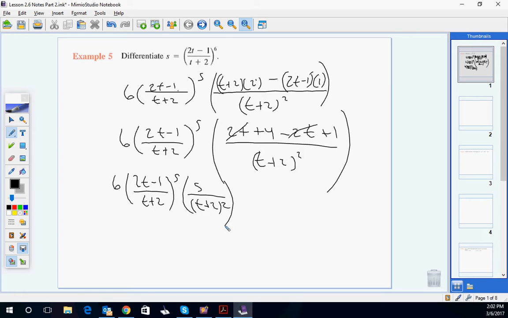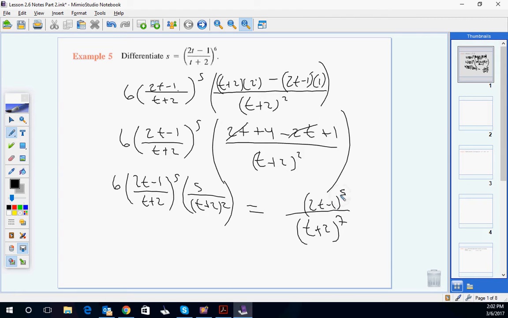So you're here. And how can this simplify? What can I do here? What else can I do? Well, do you guys see at the bottom, t plus 2 and t plus 2, right? If it's to the 5th, that means everything's to the 5th, right? So if I have 5 of them and 2 of them, if I want to put this together, I have 7 of them. I have t plus 2 to the 7th down there. Okay, because if it's the 5th, that's the 5th, and that's the 5th. So I'm also going to write 2t minus 1 to the 5th.